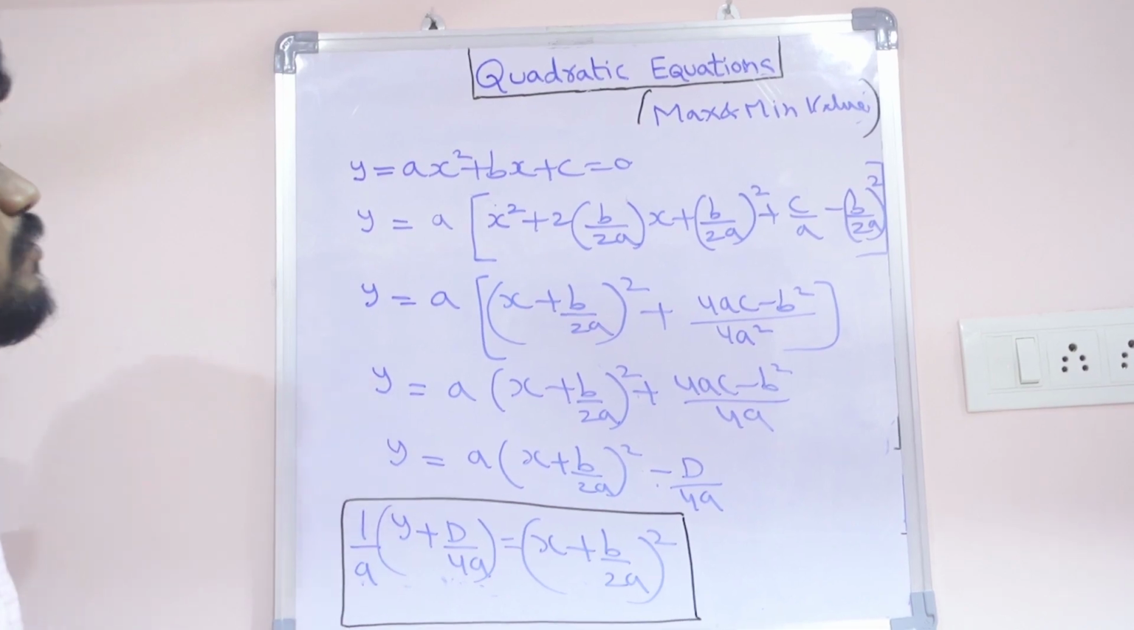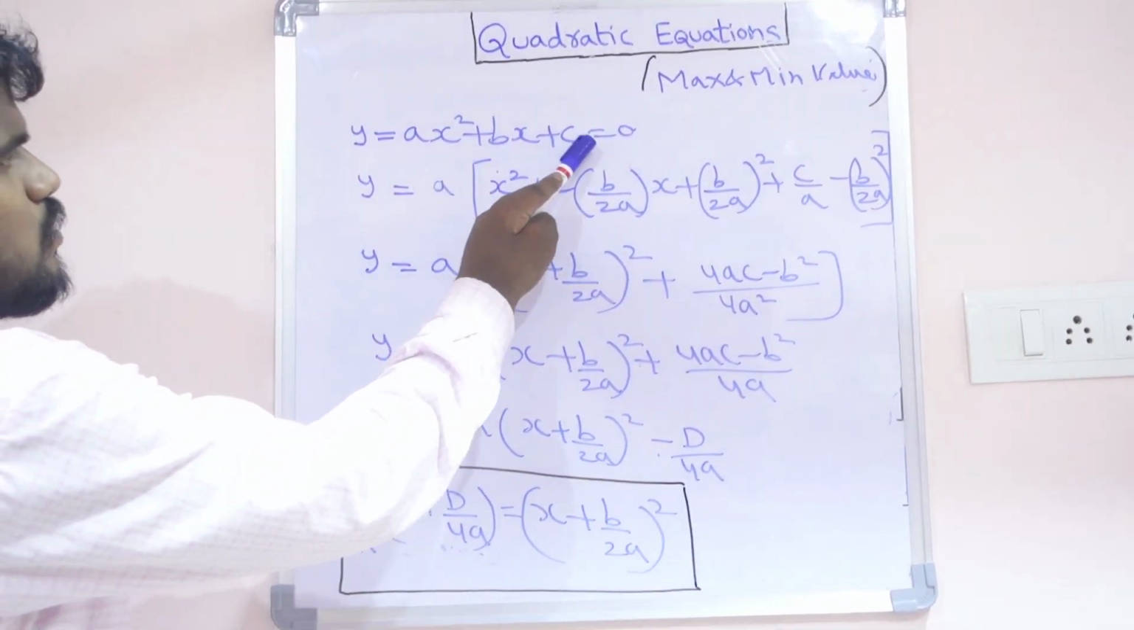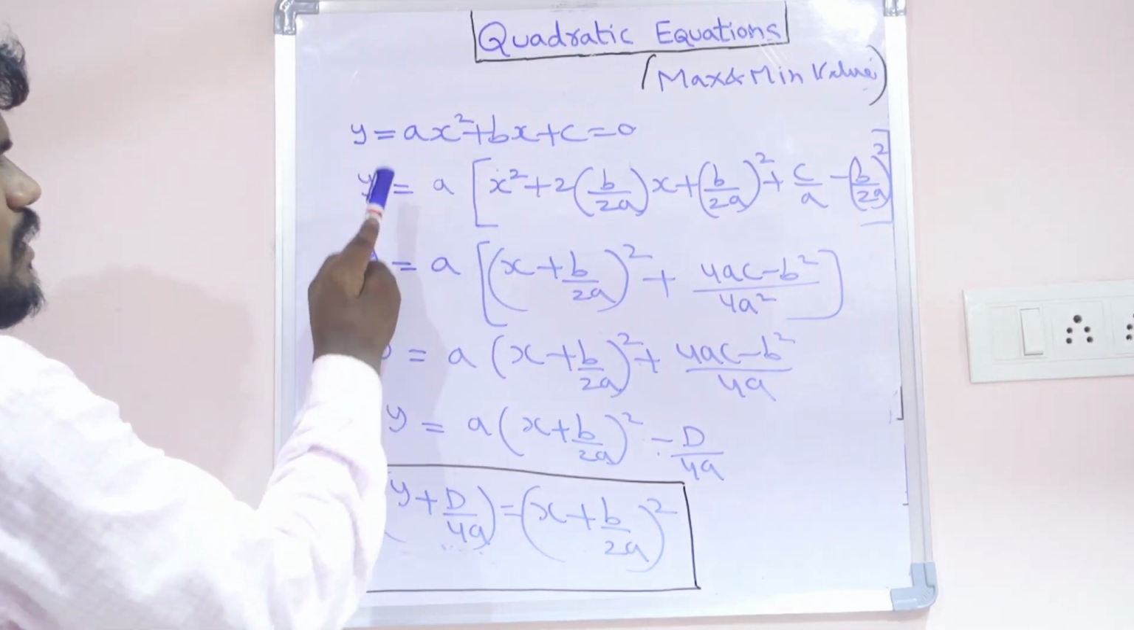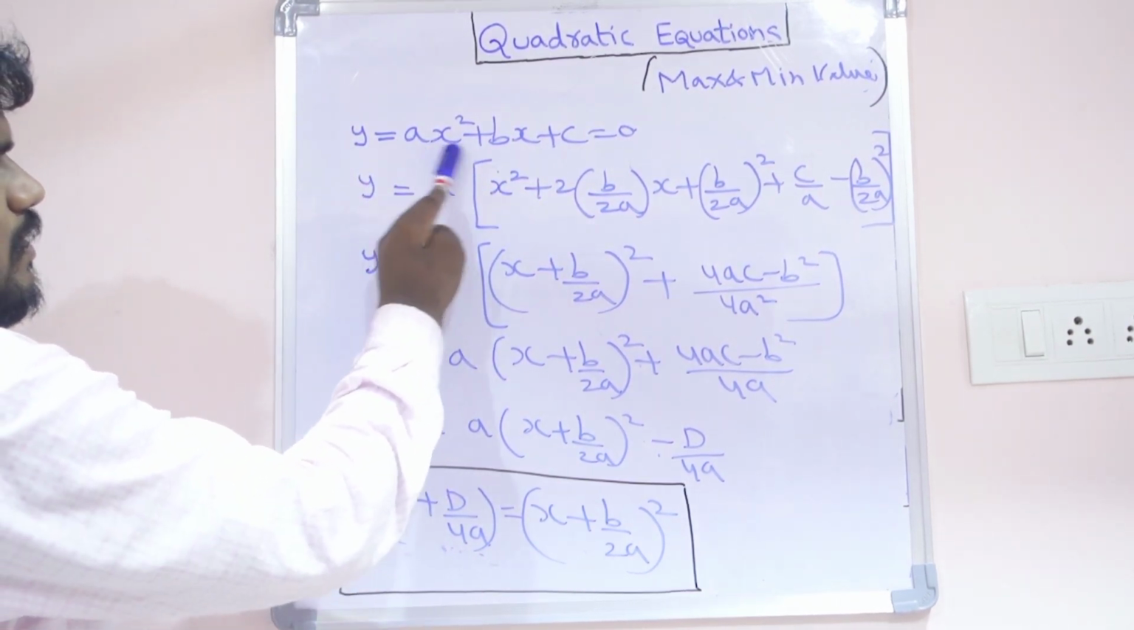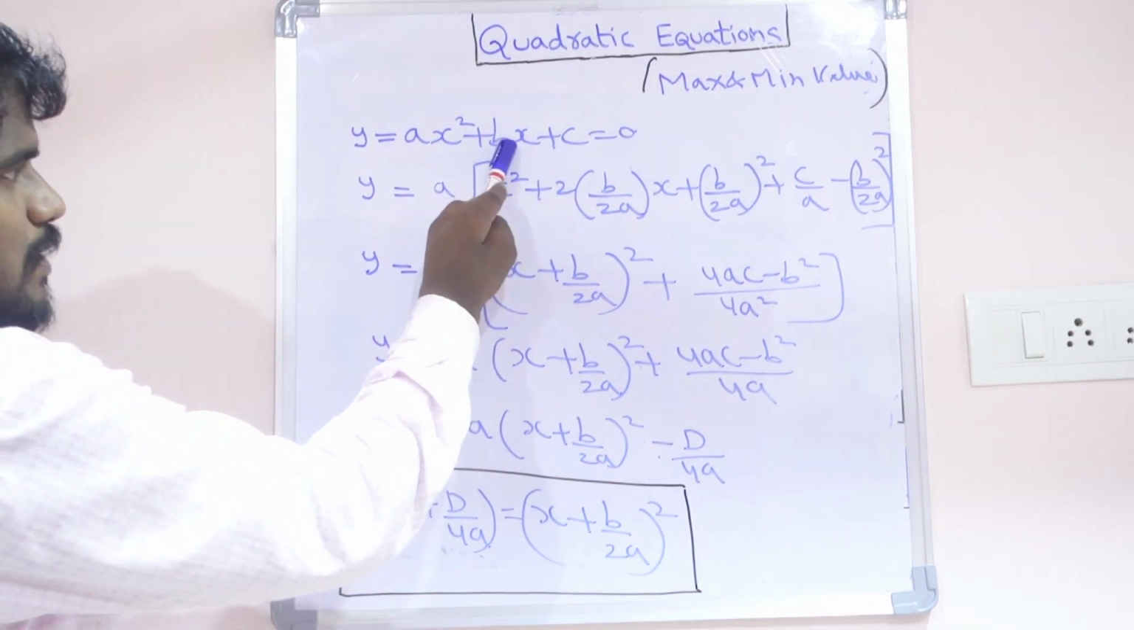So maximum value and minimum value of the quadratic equation. Take ax square plus bx plus c is equal to 0. This expression I am taking as y. So y is equal to, take a common. I am rearranging this equation: a times, x square plus b by a.